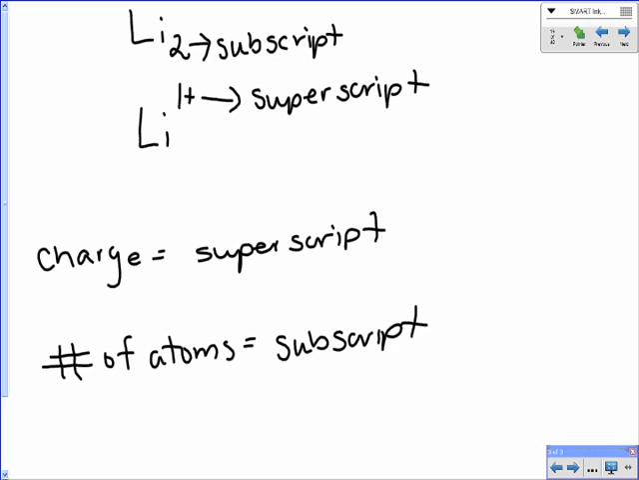The subscript always represents the number of atoms. So when it says Li2 at the top, that means I have 2 lithium atoms. So when the number's at the bottom, it tells us how many atoms. When the number's at the top, it tells us the charge. All right, let's go ahead and look at these methods that we have.